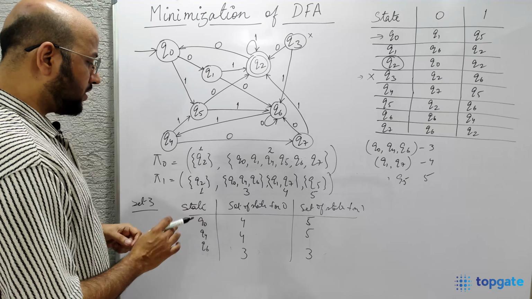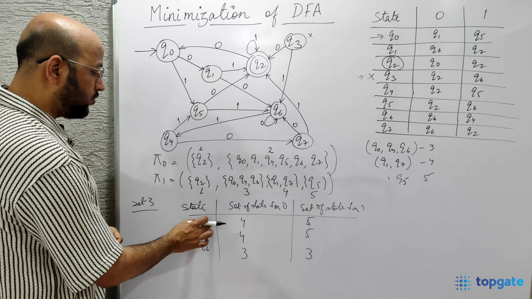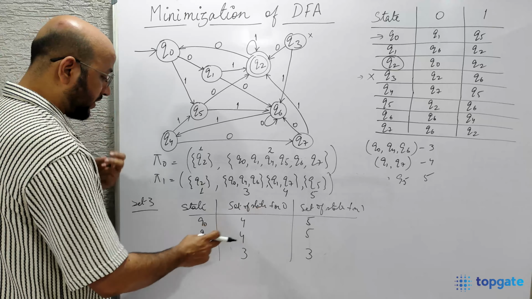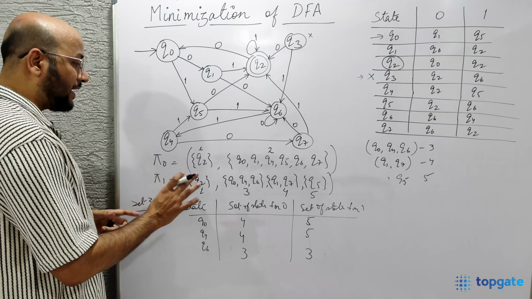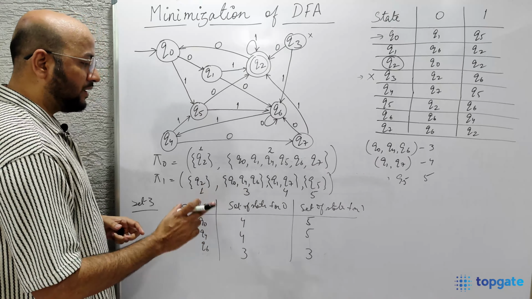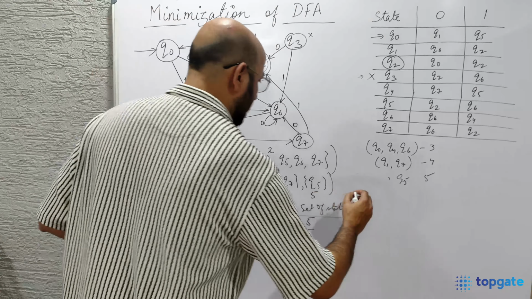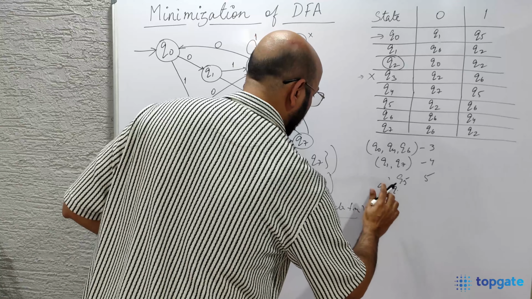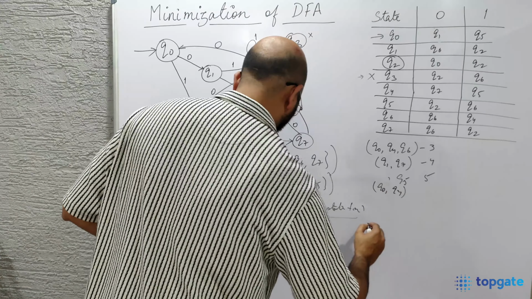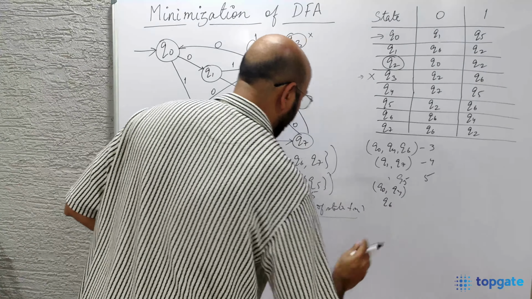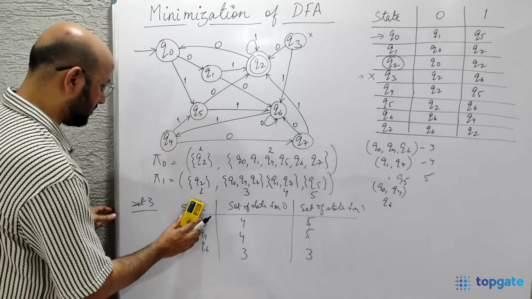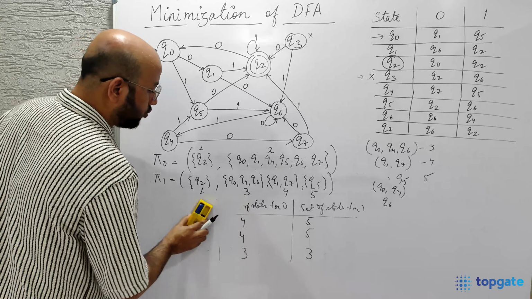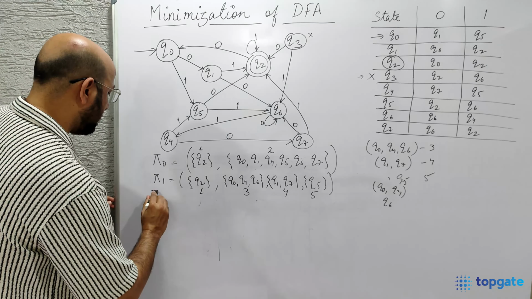So if you observe, q0 and q4 both have the same sets, that is 4, 5 and 4, 5, and then q6. Therefore, we can say that set number 3 can be further broken into two sets, that is, q0 and q4, and q6. So now I'll divide this set, and I've got a new partition called the equivalence 2. So now I've got my pi 2.